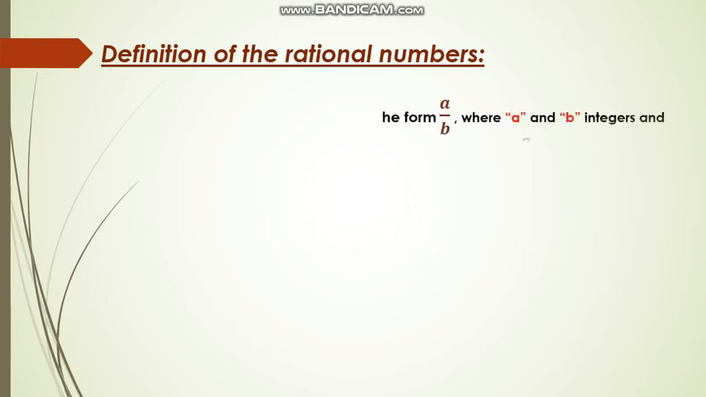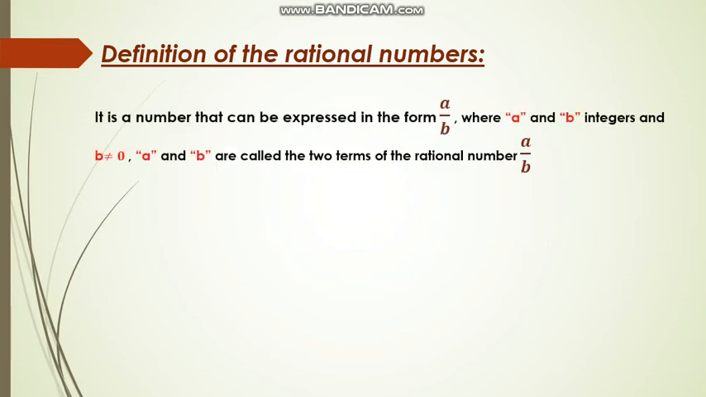Definition of the rational numbers. It's a number that can be expressed in the form A over B, where A and B are integer numbers and B not equal 0. A and B are called the two terms of the rational number. So it can be a rational number if it is in the form A over B, A and B are integers, and the important condition is B not equal 0.